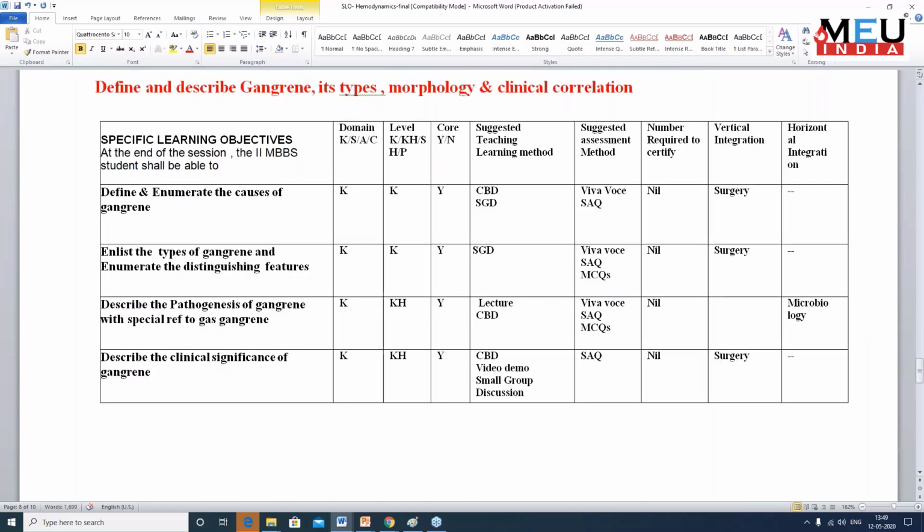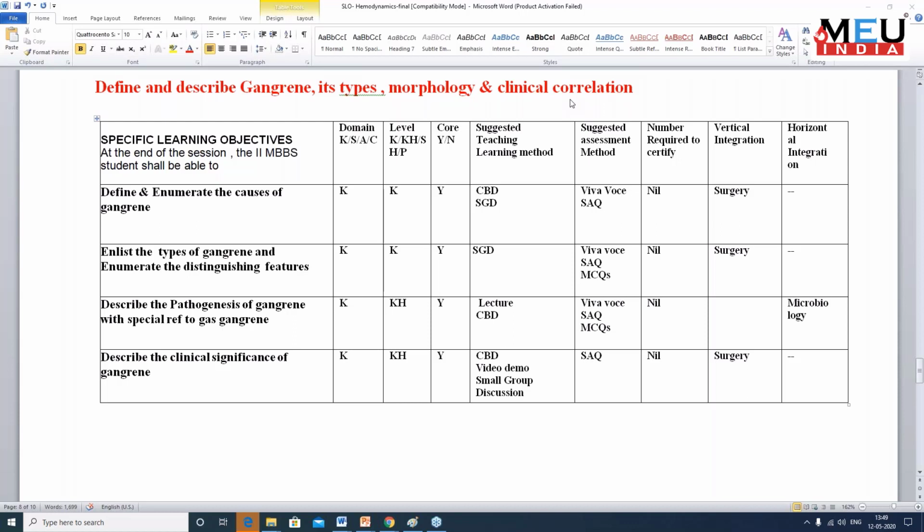Define and describe gangrene, its types, morphology, and clinical correlation. The first thing is to define and enumerate the causes of gangrene. In this, a case-based scenario or a small group discussion is sufficient, and we can assess the student based on short essay questions or viva voce. And the surgery department can be asked to help out in this scenario.